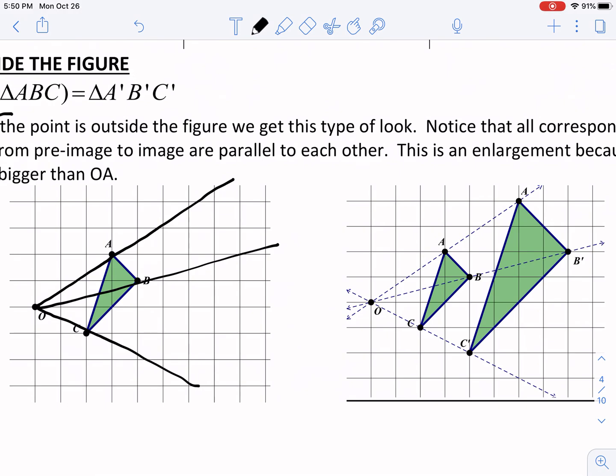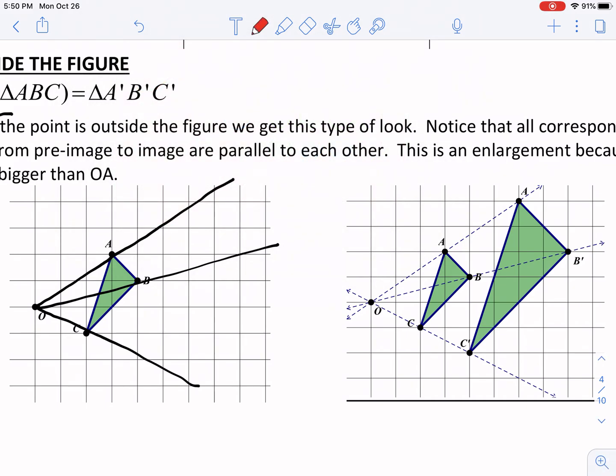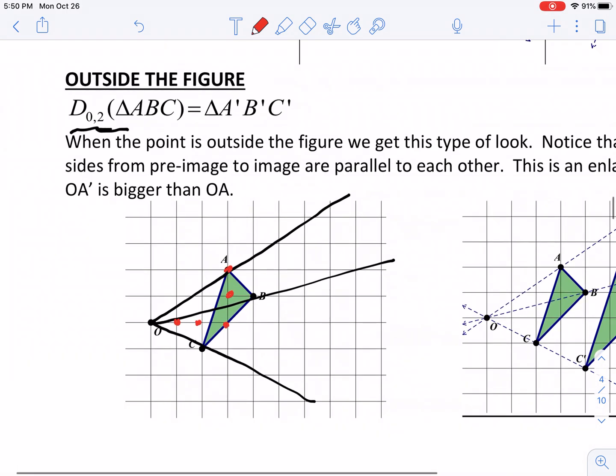Now the best way to go about this is count. Count the number of spaces it takes to get to A, B, and C. 1, 2, 3, 1, 2. So to get to A, I have to go over 3 and up 2. Well, what are we trying to do to this figure? We're trying to double its size, right?